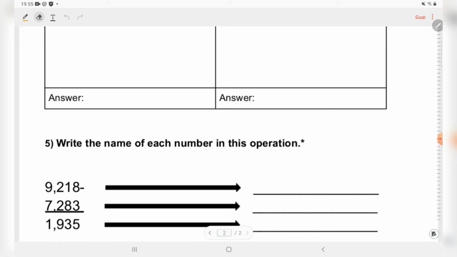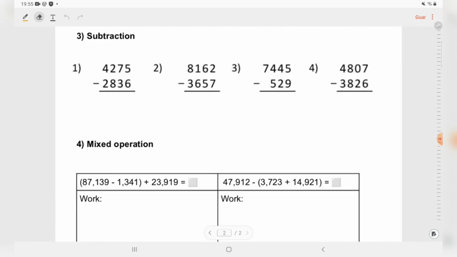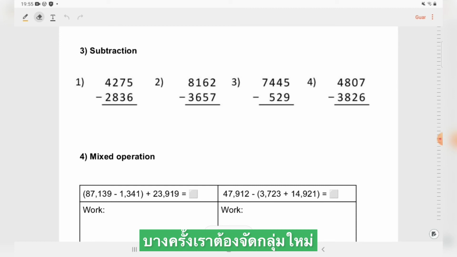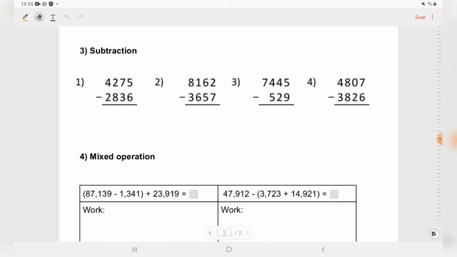Now we continue with page number 2. The same with subtractions. Sometimes we will have to regroup or not. For example, with no regrouping, we have this example. No regrouping, this is really easy. For example, 7 minus 6 equals 1. So that's easy. Okay, 0 minus 2, easy.